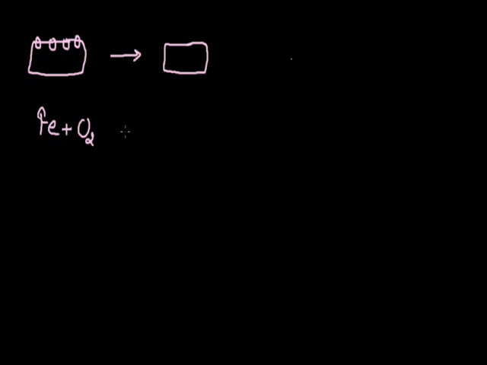Now, in the process of rusting, iron reacts with oxygen to form the oxide of iron. That is why rusting can be termed as oxidation of iron. In this process, the oxidation of the iron object occurs.